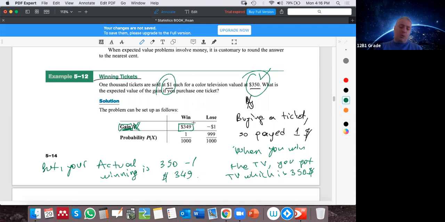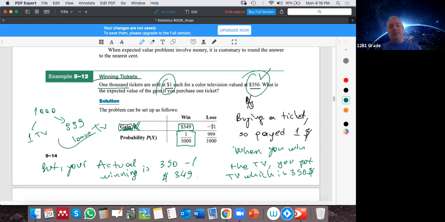So what is the probability of getting this TV? Since there are 1,000 people here, there will be only one television. For that reason, the probability to get the right ticket is 1 over 1,000. And if you are not winning, just one of the 1,000 people will win the TV. It means that 999 lose the TV.